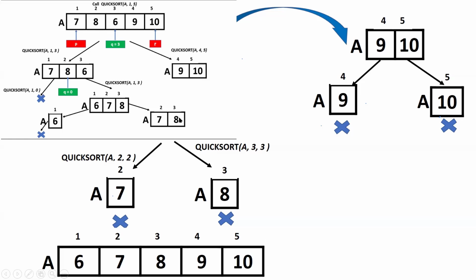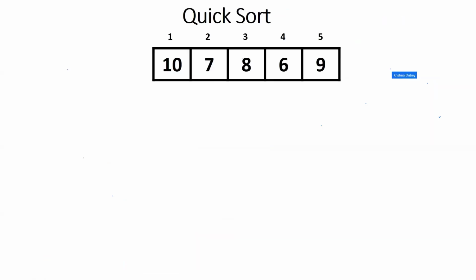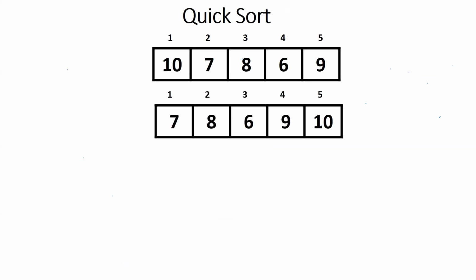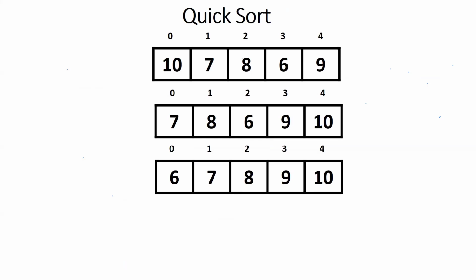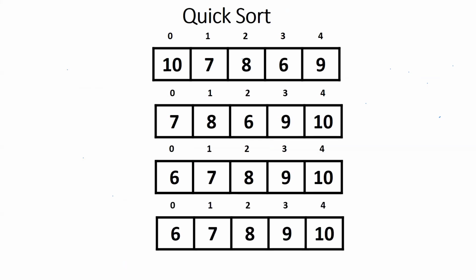So we have divide, we have conquer, but there was no work for the combine. This is the final result. So what happened? This is when we call quicksort: first iteration, second iteration, third iteration, and this is the sorted array.